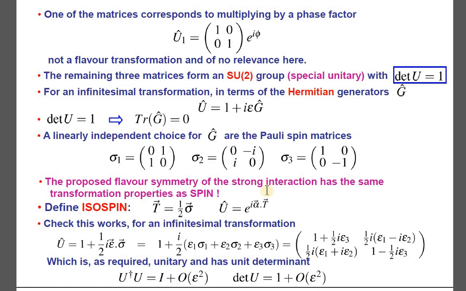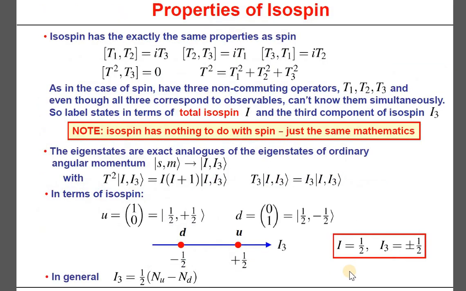Okay, so let us now define isospin T as half of sigma, and U being equal to e to the power i alpha dot T. Now you can check for yourself this for the case of an infinitesimal transformation here, having a unit determinant. Now the properties of isospin. It has the same properties as the spin, right? We all know that. We are quite conversant with the spin scenario.